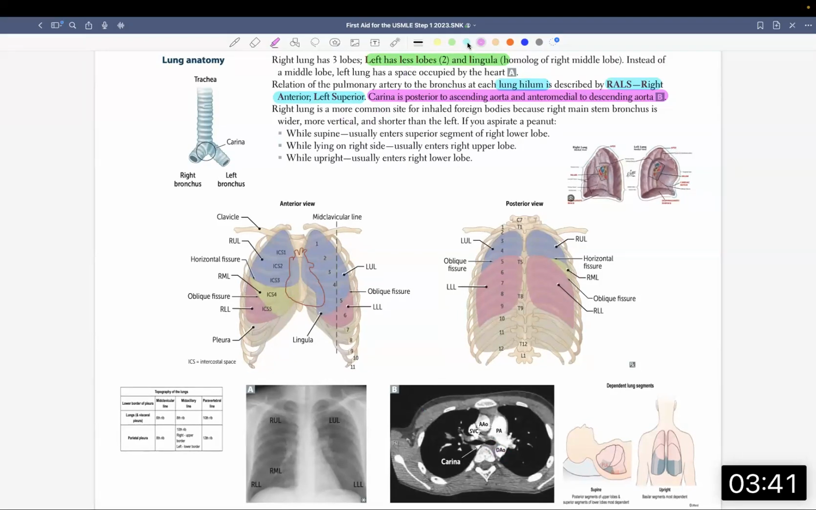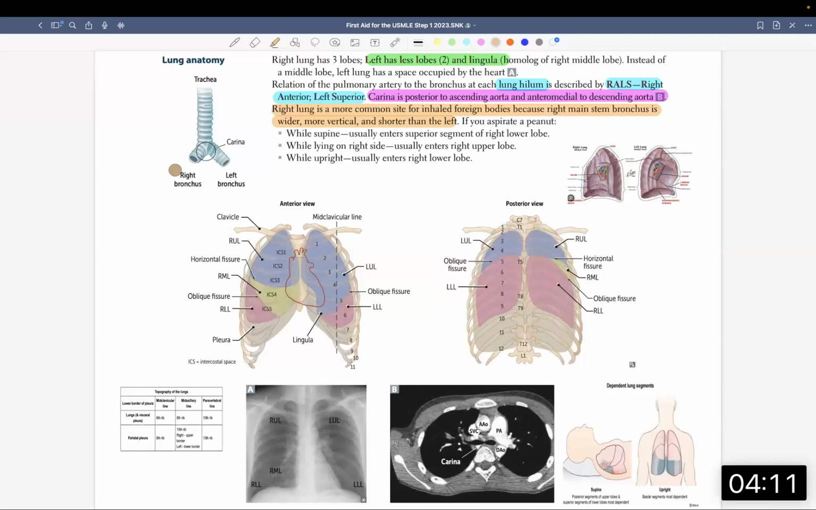The right lung, this is high yield. Right lung is more common site for inhaled foreign bodies because the right main stem bronchus is wider, more vertical, so it's aligned with the main trachea, and shorter than the left.